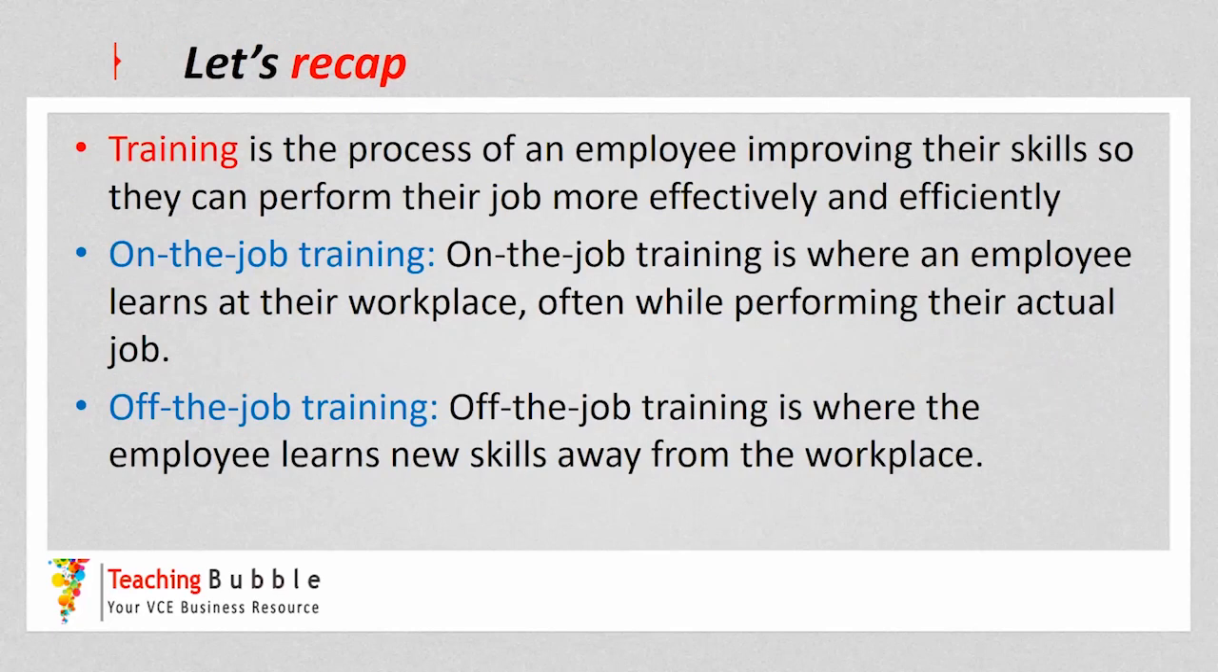So just to recap, training is the process of an employee improving their skills and abilities so that they're able to perform their job more effectively and efficiently. And in our study design, we need to know the two types of training, which are on-the-job training, where the employee is learning at their place of work, and off-the-job training, where the employee moves away from the workplace to undertake the training. So just make sure you know the advantages and disadvantages of each of those so that you can handle any kind of evaluate or discuss type question.